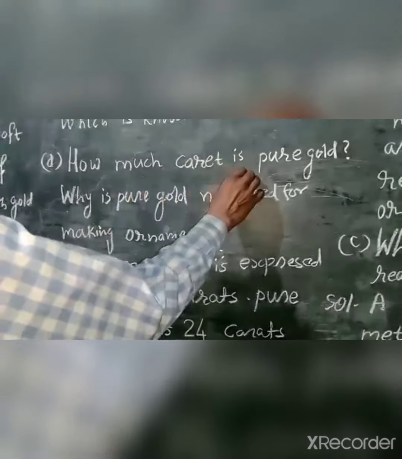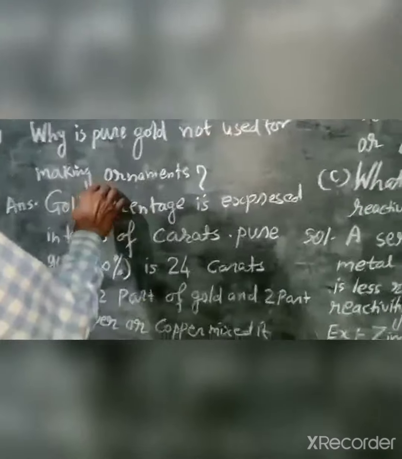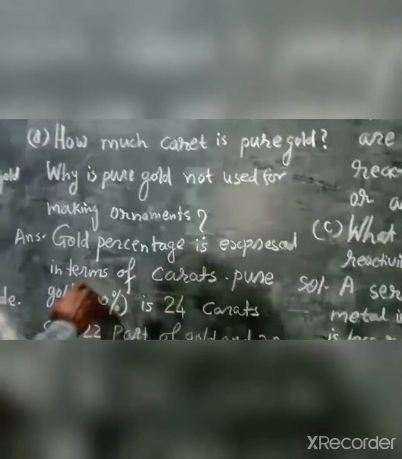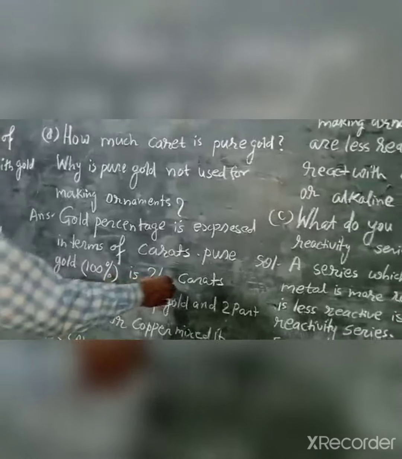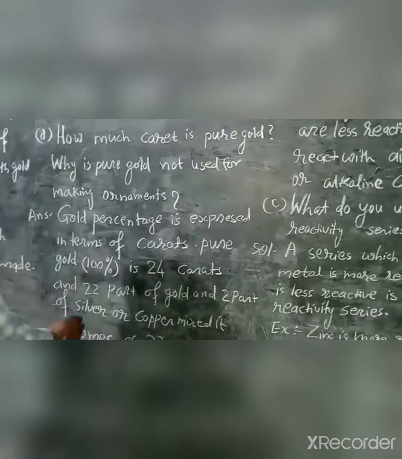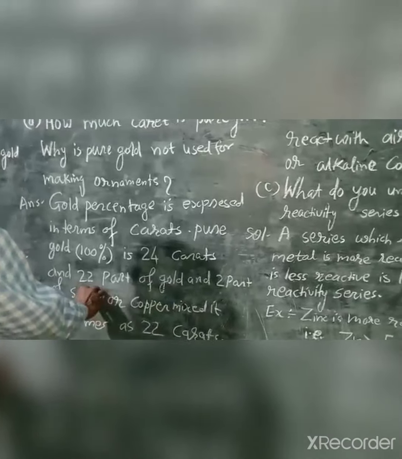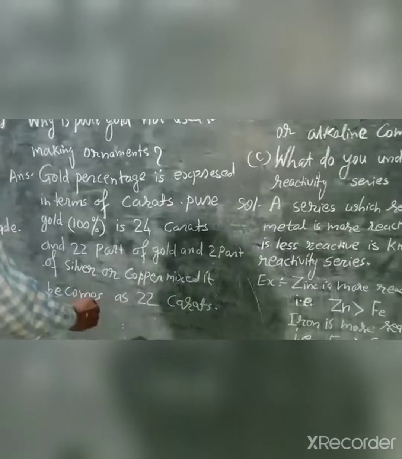How many carats is pure gold? Why is pure gold not used for making ornaments? The percentage of gold present is expressed in terms of carat. Pure gold, 100%, is 24 carat. In 22 carat gold, there are 22 parts of gold and 2 parts of silver or copper mixed. It is known as 22 karat gold.